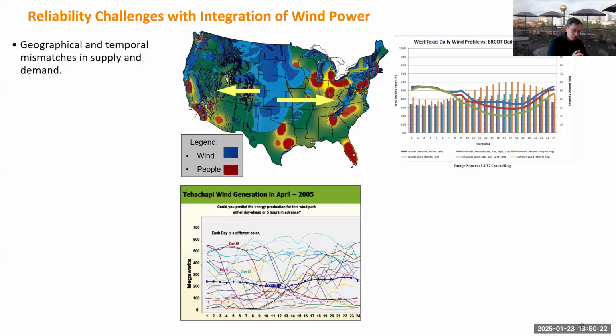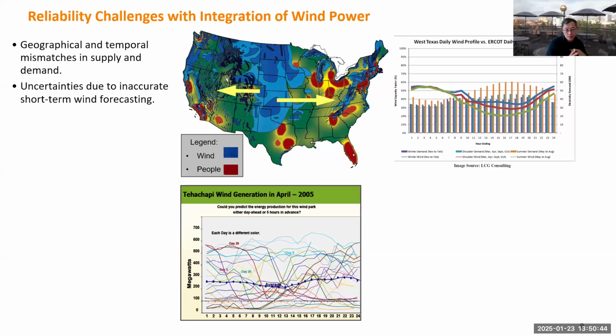So although the potential of the wind generation can support the total load, there could be some geographical or temporal mismatches in supply and demand, which need to be addressed. So that's the number one concern brought by the integration of wind power.